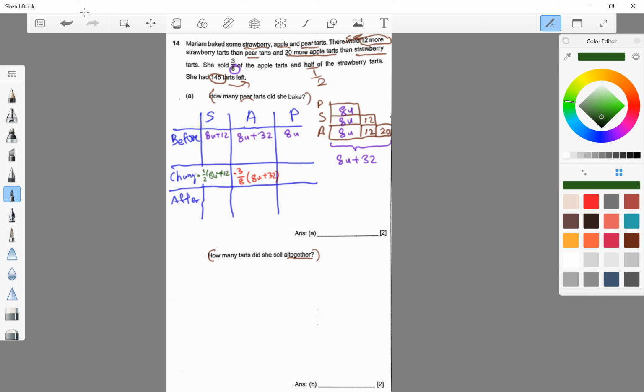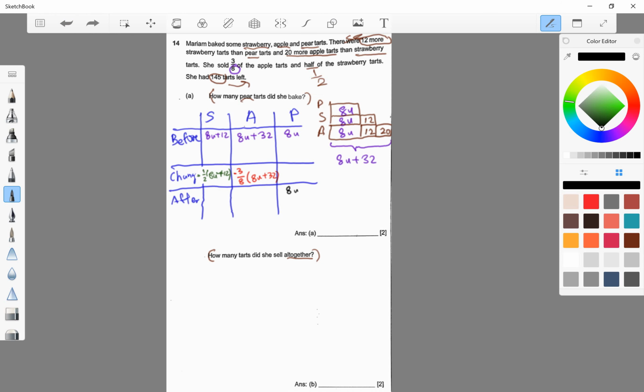Alright, there we have it. So did anything happen to the pear? It seems that nothing happened. So eventually our units for the pear remained at 8 units. And as for the strawberries, since half of them were sold, we are left with half of 8 units plus 12. So half of 8 units plus 12 is actually very simple.